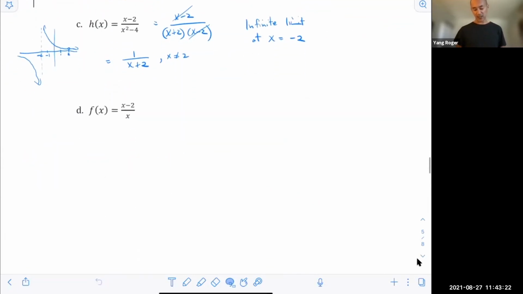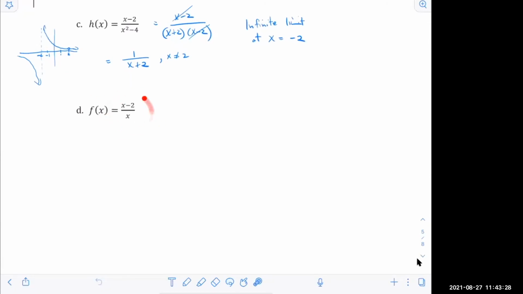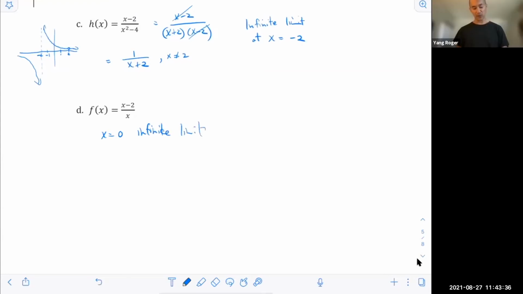So let's take a look at this last one. Where do you think you might have a vertical, infinite limit? 0. It's an infinite limit. Right, because if you plug in a 0, you're going to get -2 over 0. So this top part is not equal to 0. So you've got some number not equal to 0 divided by 0. So then you have an infinite limit.